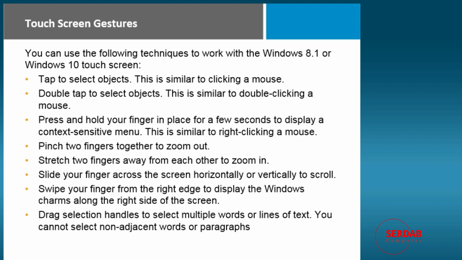If you want to zoom in or zoom out, you pinch two fingers together, you stretch them away from each other. Again, a lot of you have seen these motions just because we all have mobile phones or smartphones now. You can slide your finger across the screen horizontally or vertically to scroll. You can display Windows charms, and you can drag selection handles to select things under the select context. So all of these are very similar to any handheld mobile device smartphone, and they are going to be consistent.